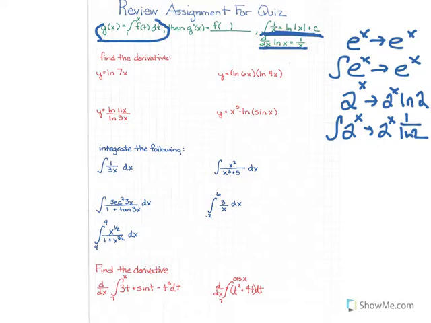The derivative of y equals ln of x is y prime equals 1 over that function times the derivative of the inside, which is 7. And these almost always simplify down to 1 over x.